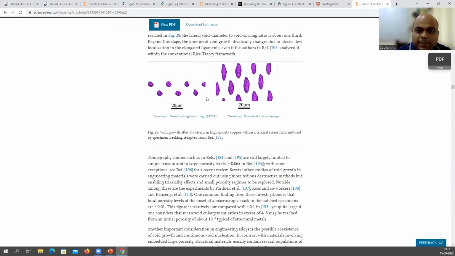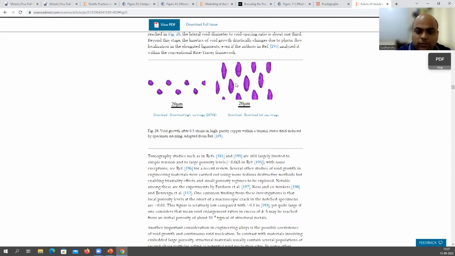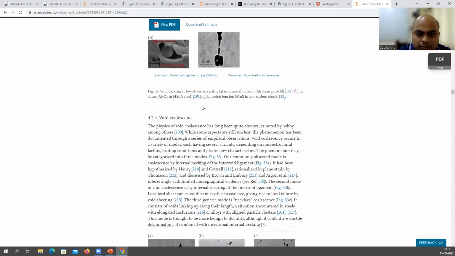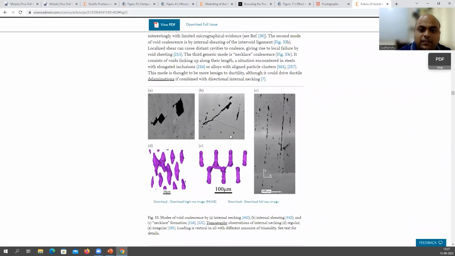So these are typical images showing void nucleation and then void growth. I wanted to show you another image. Yes, so here you have these voids, they are going to grow and then they coalesce. You can see very nice coalescence here. Similar here, you can see void coalescence in this particular region. Similarly, voids are going to coalesce in this particular region.